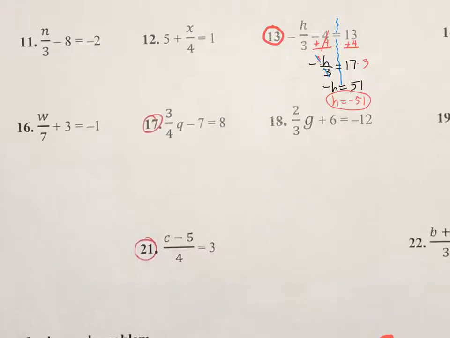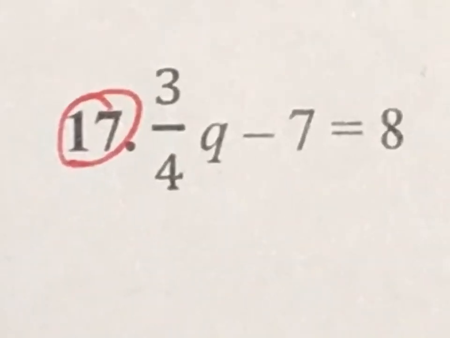Let's compare that one to number 17. I guess it's the same thing except the minus sign's not there. So this one should be pretty easy. Let's just walk through it again. What do I get rid of first? The bum at the corner, the minus 7. So you want to get rid of it by doing what? Plus 7.